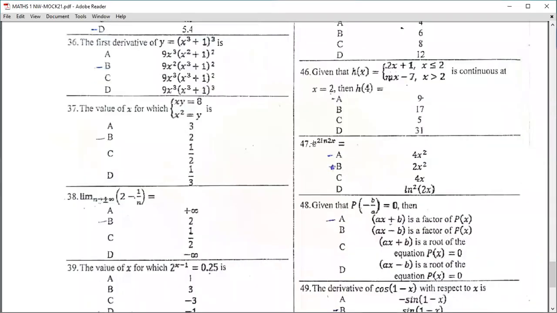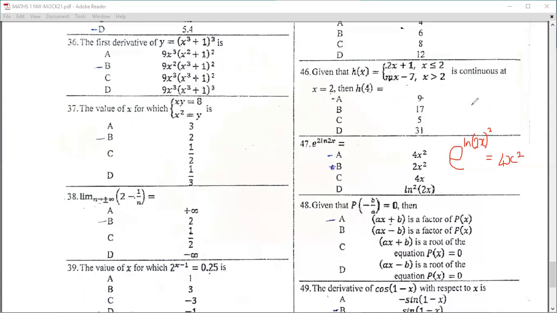Question 47: e to the power 2 ln 2x is equal to what? This is a very, very simple question that always comes up. If you hear this one, it means you're not serious. This one can be written as e to the ln of 2x, all of this 2x squared. And e to the ln anything is that thing, right? So what will this give us? This will give us 4x squared.